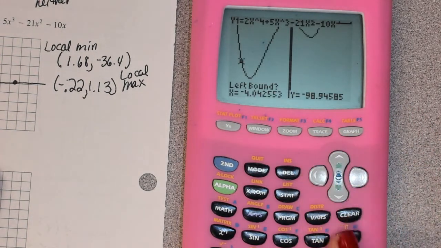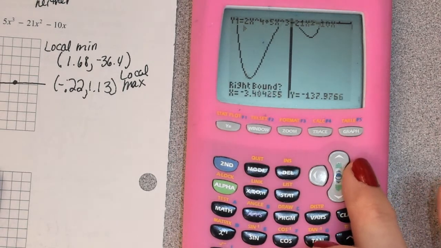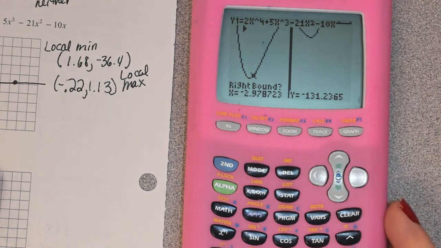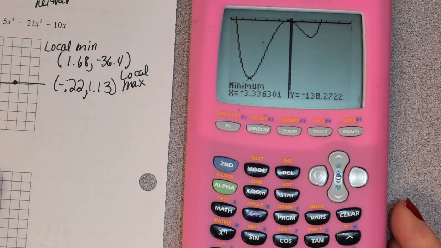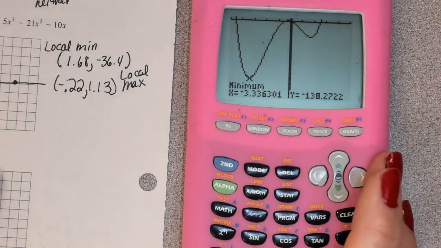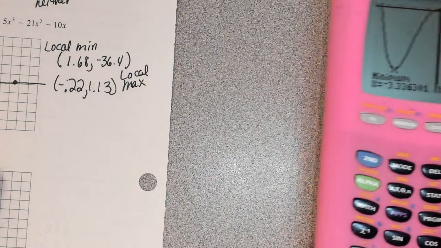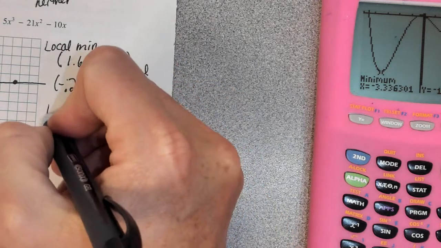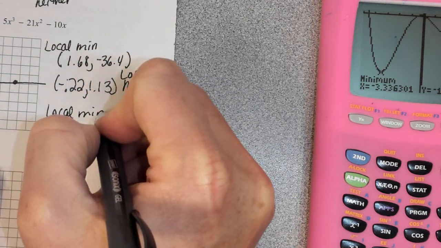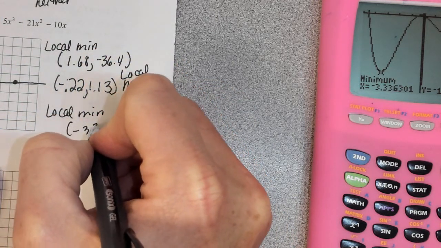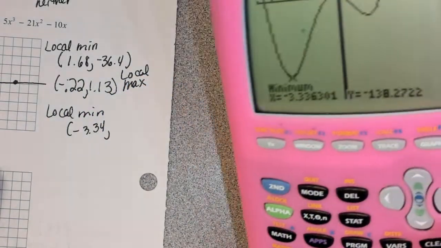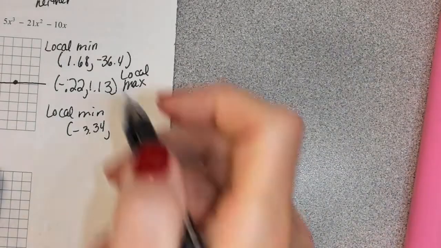Must not have been in between those two. So there's my left bound. Oh, it was in between -4 and -3. Do you see how that didn't work? If I would have done between -4 and -3, it would have been fine. So now I have another local min, (-3.34, -138.3).